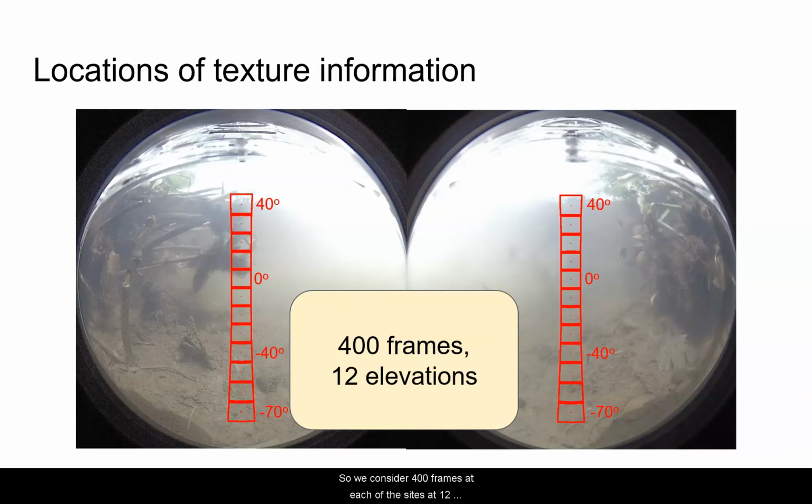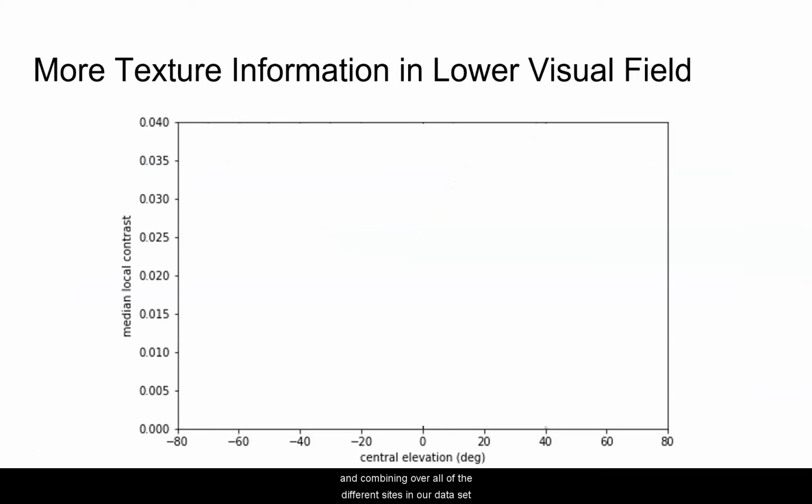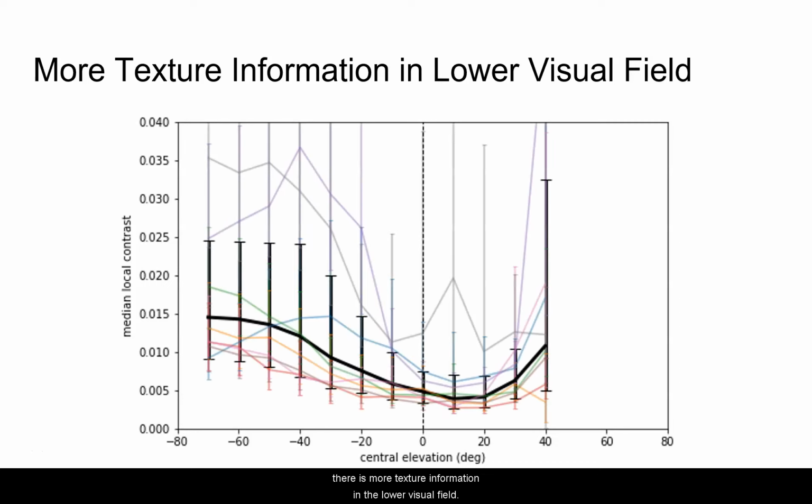So we consider 400 frames at each of the sites at 12 elevations, from minus 70 to plus 40 degrees. So here's what the gradient magnitudes from this frame look like. And combining over all of the sites in our dataset, we'll look at the median gradient magnitude across these elevations. And we find that in general, there is more texture information in the lower visual field. While there is high variance both within and between sites, this is our first confirmation that the natural environment supports the lower field bias in the zebrafish's behavior.